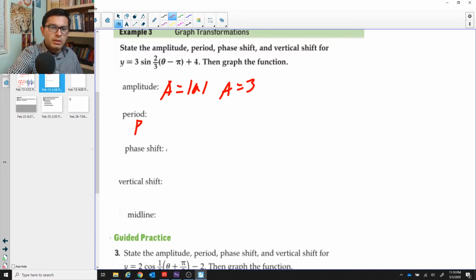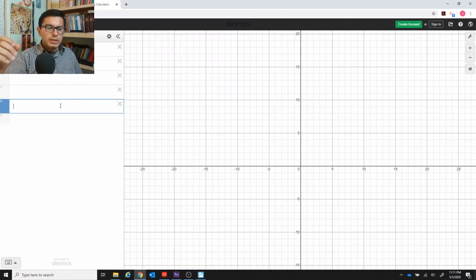Our period is going to be equal to 2 pi over the absolute value of B. So our period in this case is going to be equal to 2 pi divided by 2 over 3. Now that might look complicated, but let's simplify that really quick. We can easily do that by just saying 2 divided by and then divided by again. And now down here we're going to say 2 over 3.